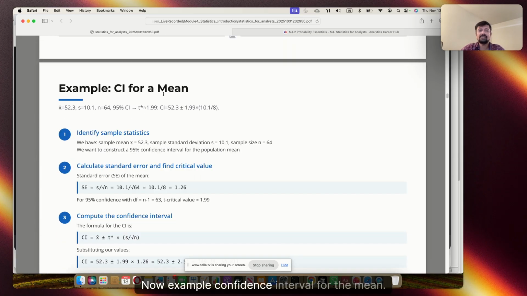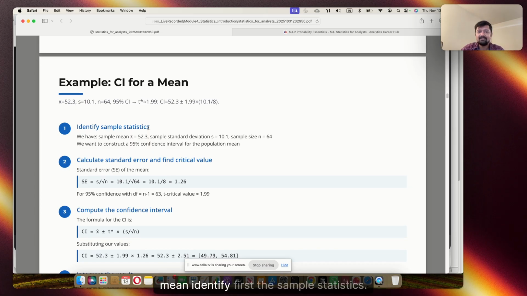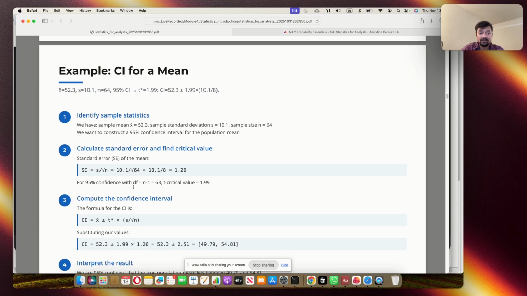Now an example: confidence interval for the mean. How will we do the confidence interval for the mean? Identify the sample statistics first. Let's say the sample mean is 52.3, the sample standard deviation is 10.1, and the sample size is 64. We want to construct a 95% confidence interval for the population mean. How will we do that? For the population mean, you calculate the standard error and find the critical value.